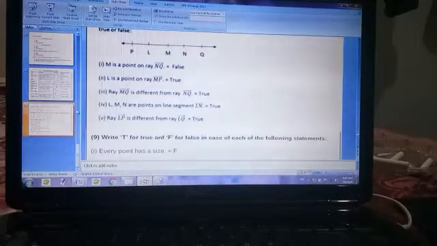Ray LP is different from ray LQ. LP starts from L going in the direction of P and LQ starts from L going in the direction of Q. Both are in opposite directions, that is why they are different, so the statement is true.